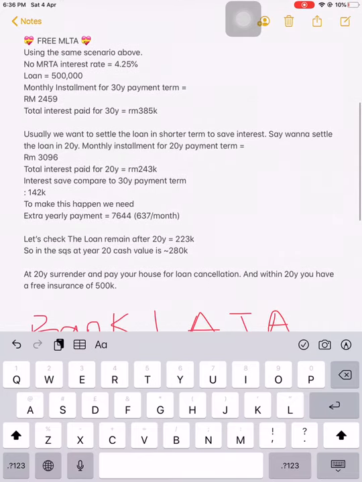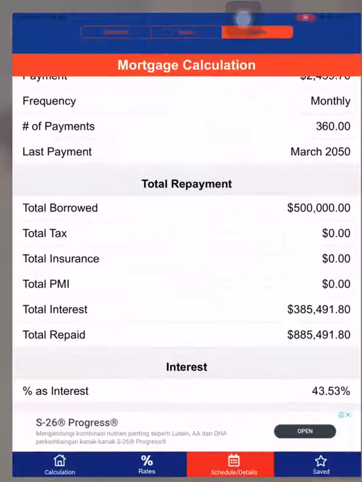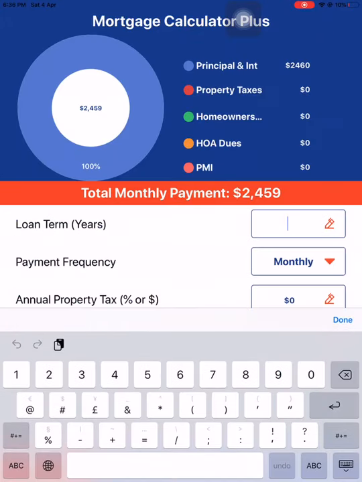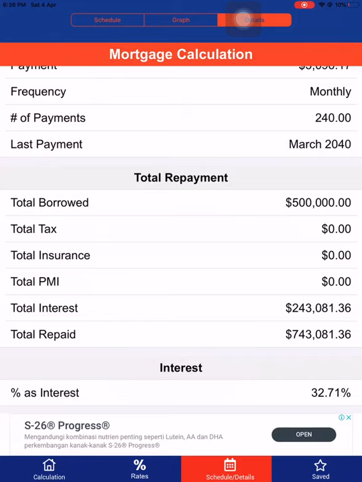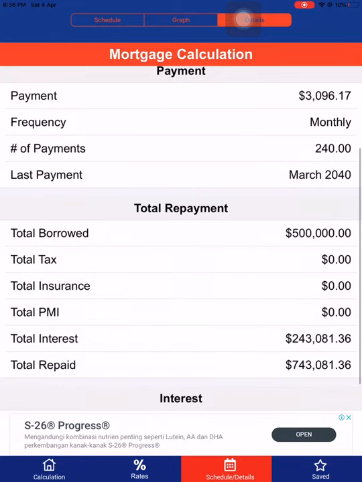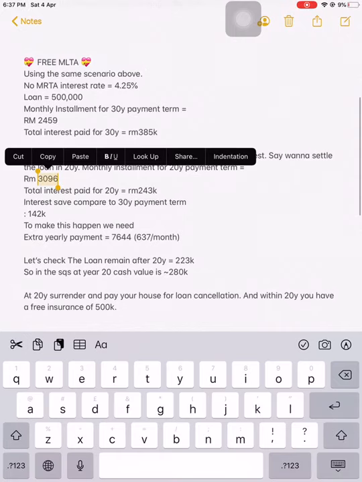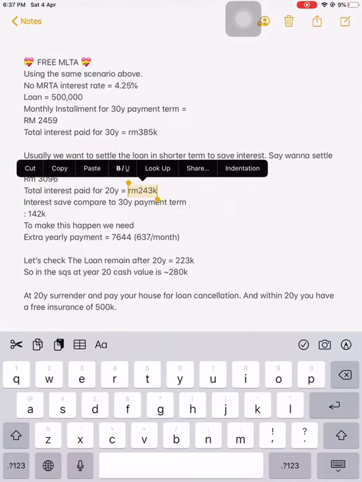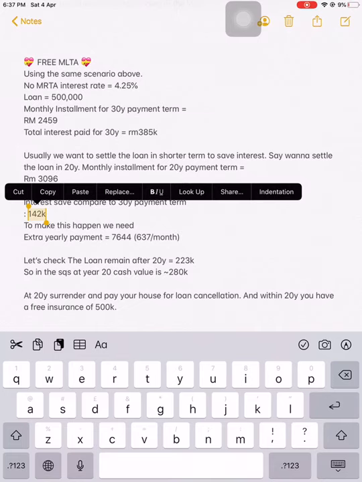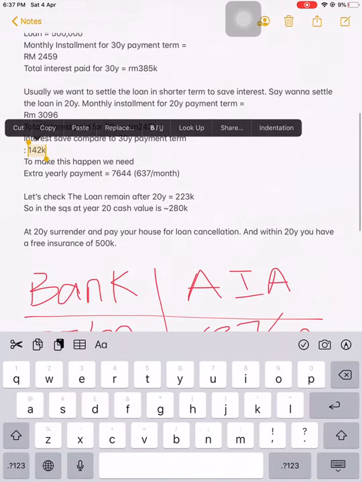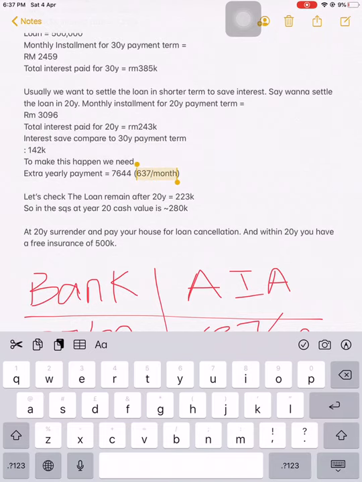Usually we want to settle the loan in 20 years, so now we make the installment 20 years. Okay, 20 years term. So the monthly installment now is 3096 instead of 2,000 plus, but the total interest paid now is only 243,000. That is the amount that we have to give to the bank as a monthly installment, but the interest paid is 243,000 over the 20 years. So in total we have saved 442,000. Simply said, to make this happen, we need to pay an extra 637 per month to the bank.